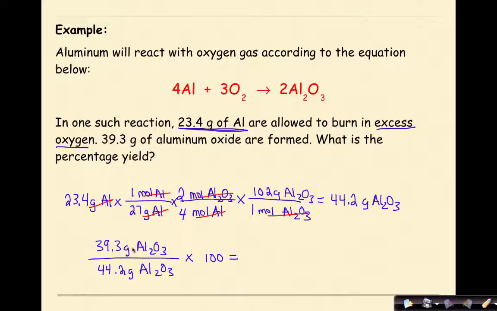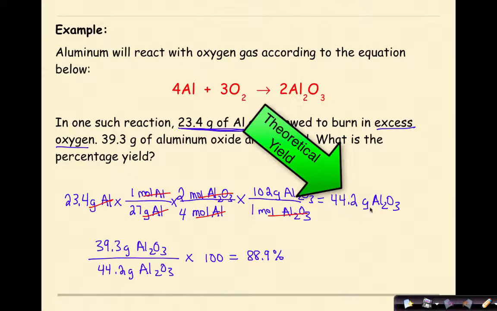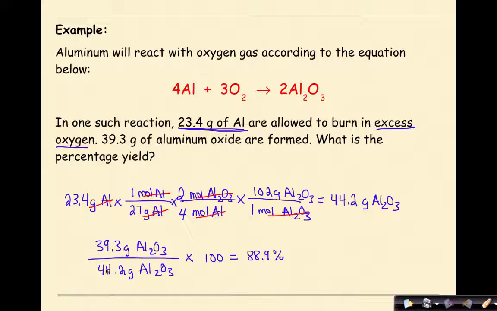So when I divide this out and I multiply this by 100, my percent yield is going to be 88.9%, and that is my percentage yield. So again, my actual yield was given to me. I needed to calculate my theoretical yield. I divided my actual by my theoretical and multiplied it by 100 and got my percentage yield.